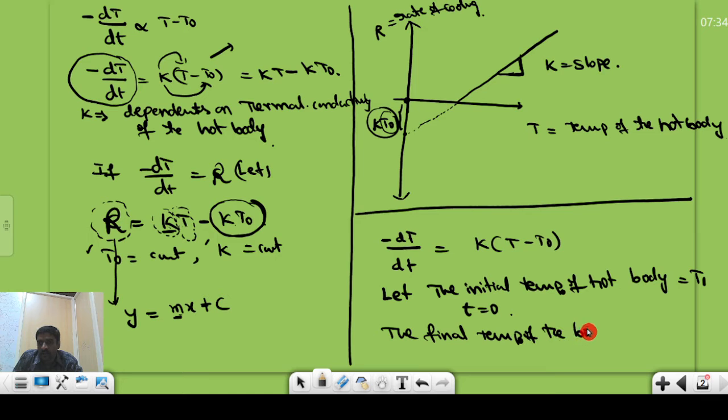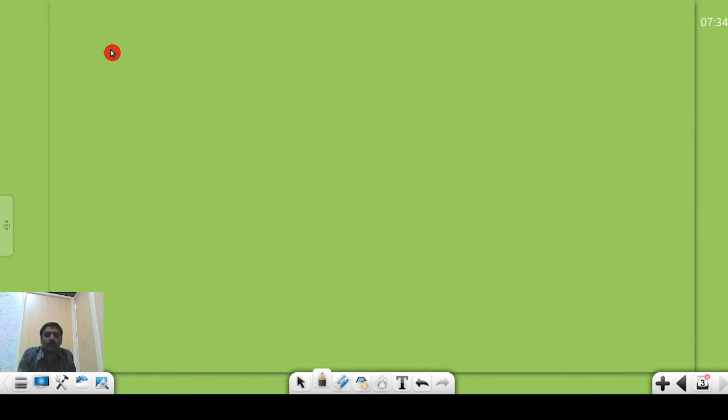The final temperature of the hot body, let me take as T. And what is the time we are taking? The time is t. Now to find out the value of T, we need to do the proper integration with suitable limits, and only then can we solve the problem.